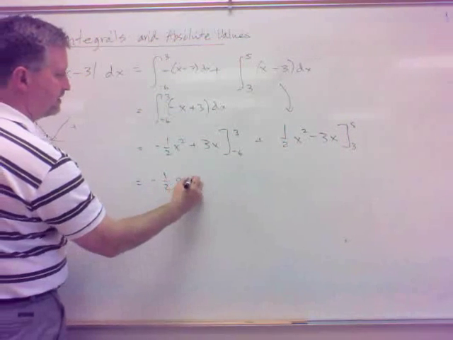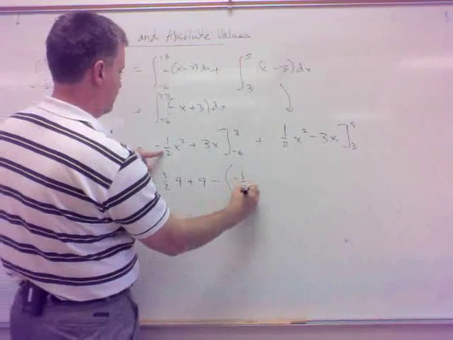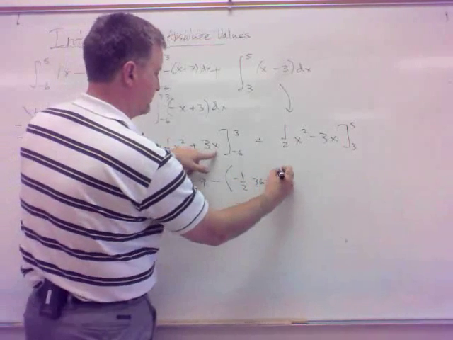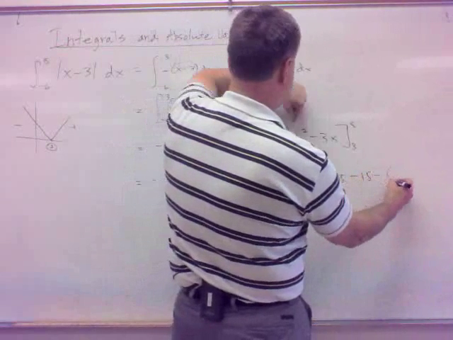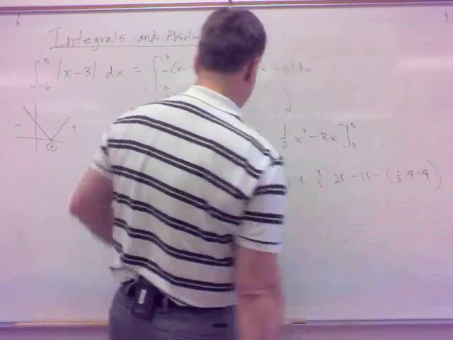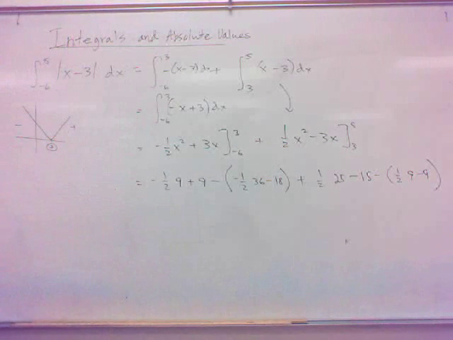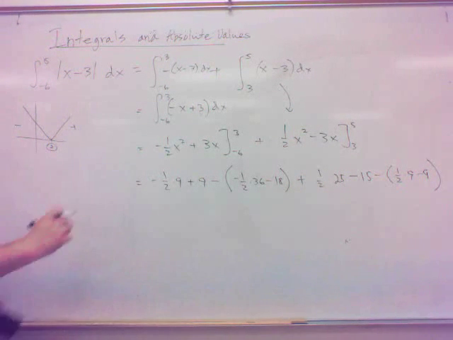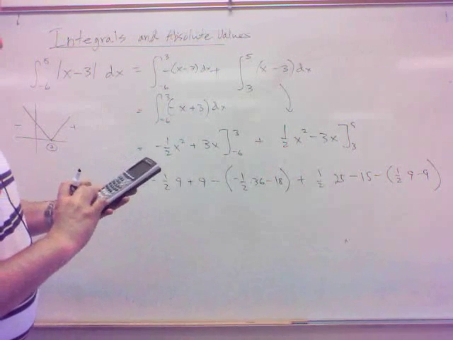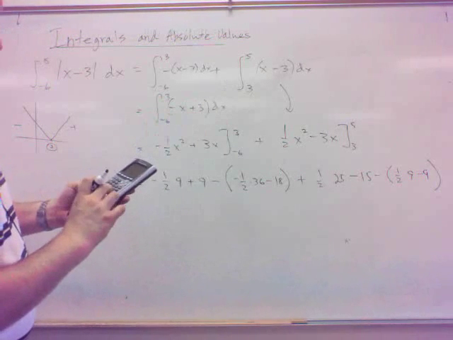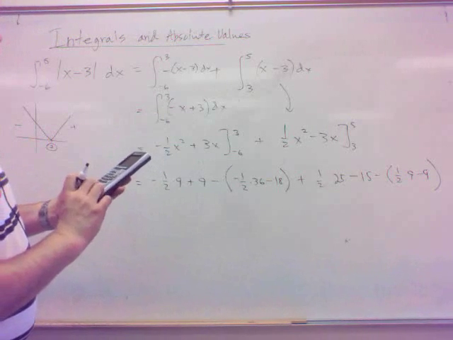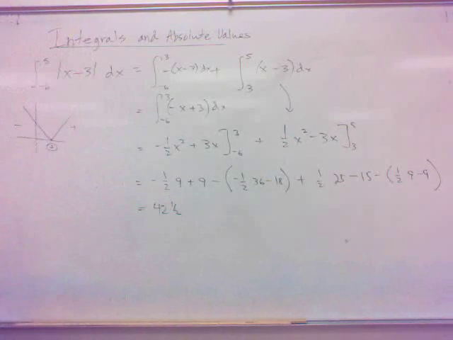That's negative 1/2 times 9 plus 9 minus negative 1/2 times 36. 3 times 6 is minus 18. Over here then we'd have 1/2 times 25 minus 15 minus 1/2 of 9 minus 9. So do all that out. See, we have minus 9/2 real quick, plus 9 plus 18. Oh, that works. Oh, it's minus 18 again. All right, plus another 18 plus 25 over 2, not 52 over 2, 25 over 2 minus 15. Then that'll be minus 9/2 plus 9. I get 42.5. Sound about right?